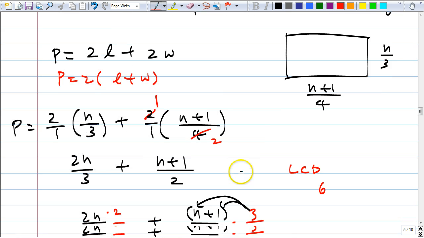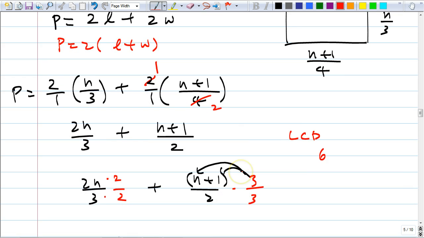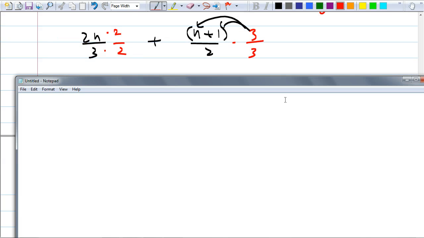Do you see that, guys? You see how my LCD is 6, right? So you need to multiply the first fraction by 2 over 2. What is 2 over 2, class? 1. What is 3 over 3? 1. So you're basically multiplying each fraction by a value of 1. Why are we doing these steps? So that we get a common denominator. Okay, everybody finish it up. I'll wait.